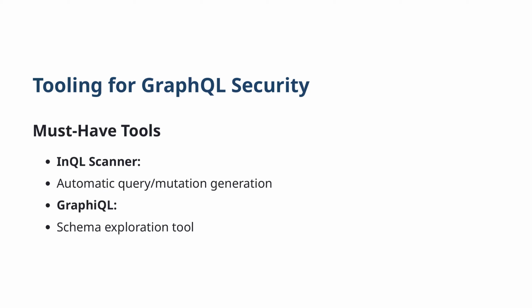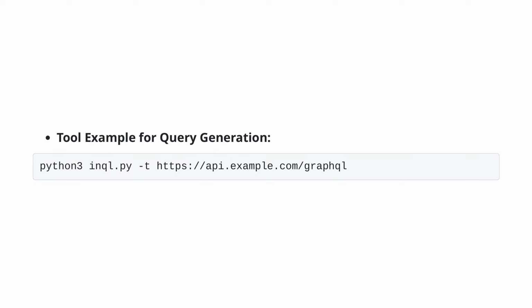The current slide demonstrates a practical example of how to use InQL Scanner for query generation. This tool can be highly effective for automating the creation of queries and mutations in a GraphQL environment. The command shown here, python3 inql.py -t https://example.com/graphql, uses a Python script to target a specified GraphQL endpoint. By running this command, InQL Scanner will analyze the schema and automatically generate queries and mutations, simplifying the process of exploring and testing your GraphQL API for security vulnerabilities.